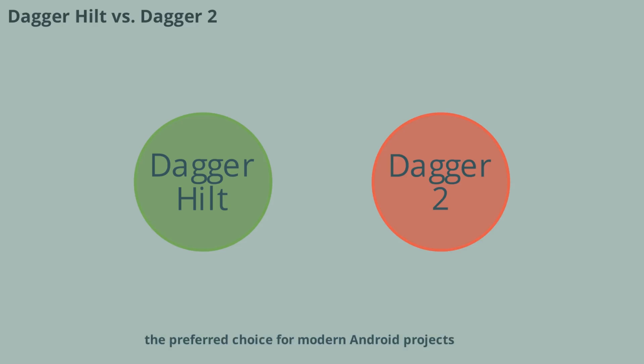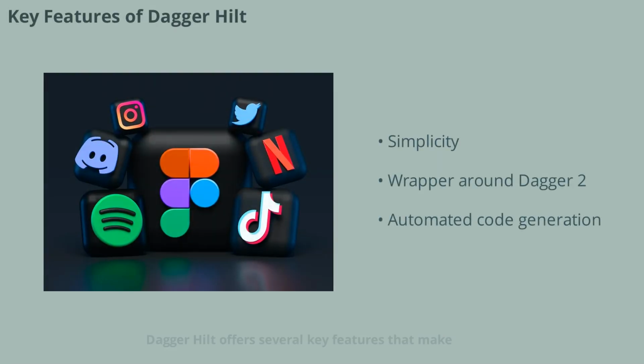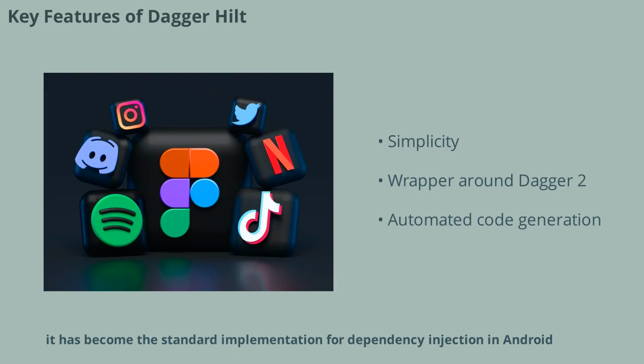for modern Android projects. Dagger Hilt offers several key features that make it stand out in the world of Android development. First, it provides simplicity, making dependency injection easier to grasp and implement. Second, Hilt acts as a wrapper around Dagger 2, abstracting away complexities and reducing boilerplate code. Third, it has become the standard implementation for dependency injection in Android, thanks to its growing popularity. Finally, Dagger Hilt automates code generation, handling object creation and dependency resolution behind the scenes. These features collectively make Dagger Hilt a must-have for any Android developer.